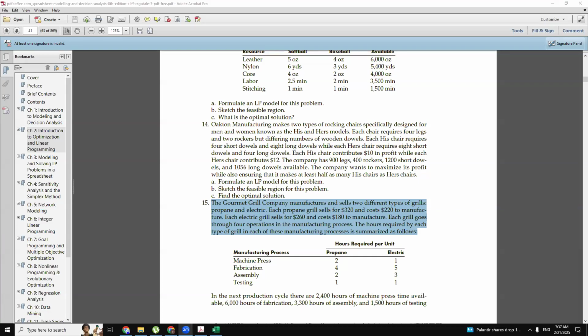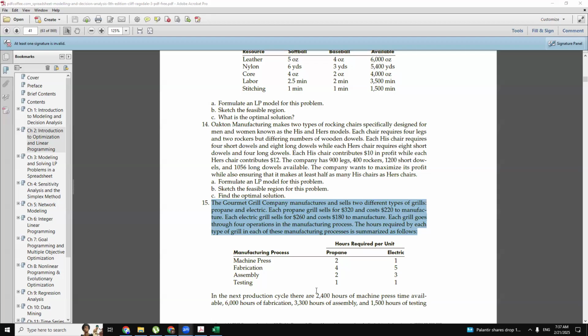So today in this video, I am providing the solution of question number 15 from the textbook Spreadsheet Modeling, chapter number 2. The Government Grill Company manufactures and sells two different types of grills, propane and electric. Each propane grill sells for $3.20 and costs $220 to manufacture.